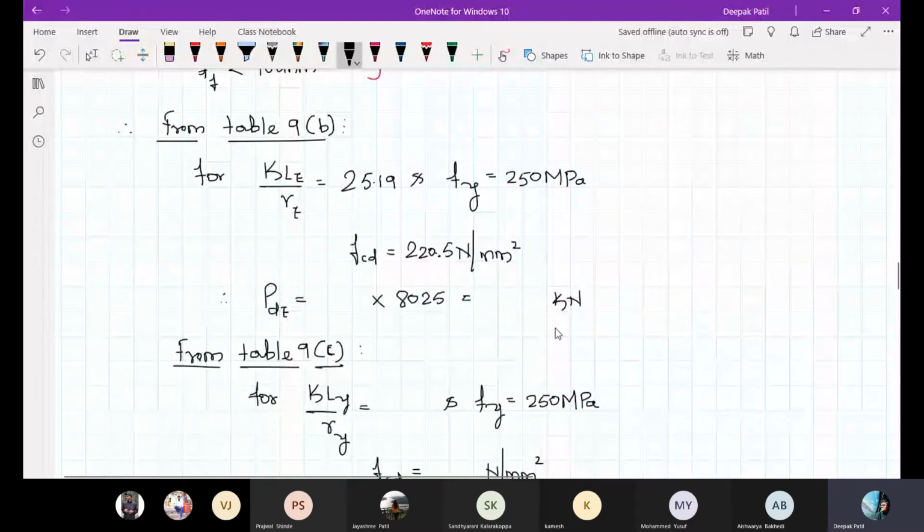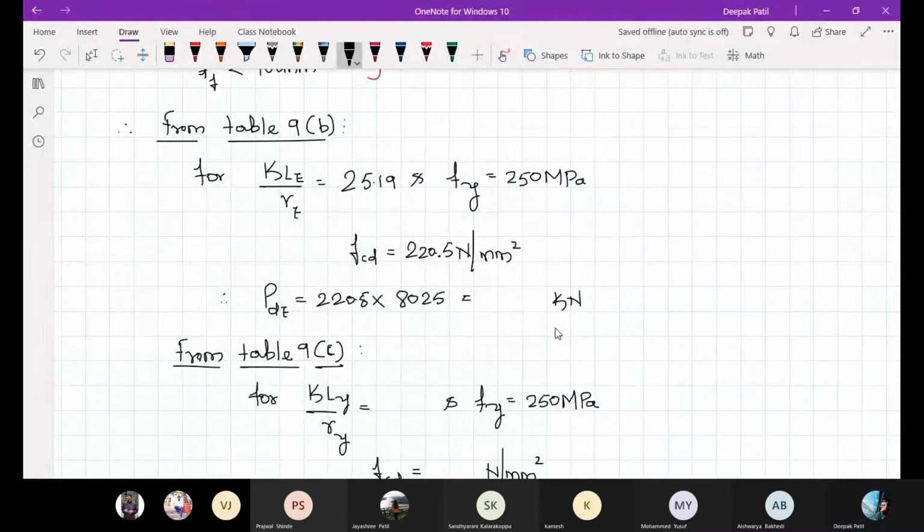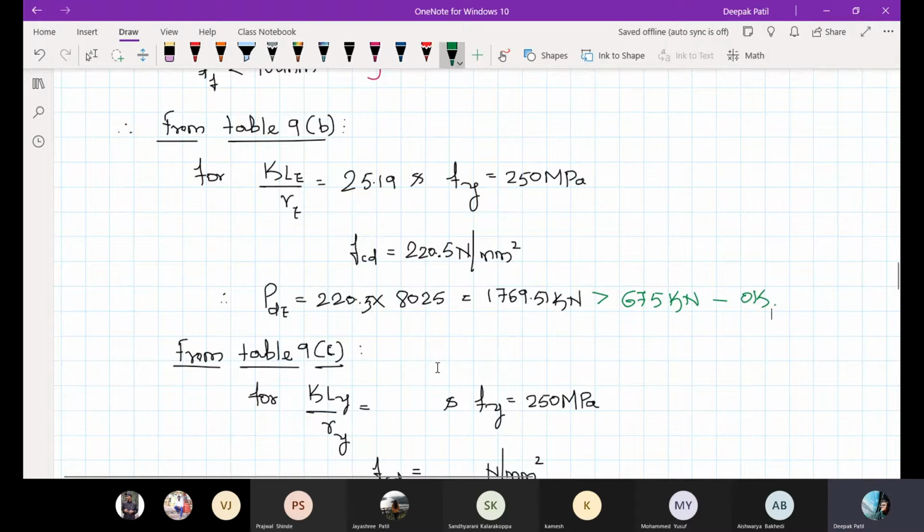So with this, I can easily calculate PDZ, that is 220.5 multiplied by the gross cross-sectional area, 220.5 multiplied by 8025. So this comes out to be 1769.51 kilonewton. Since it is more than the applied load of 675 kilonewtons, hence it is OK. Now similarly, I need to calculate PDY.